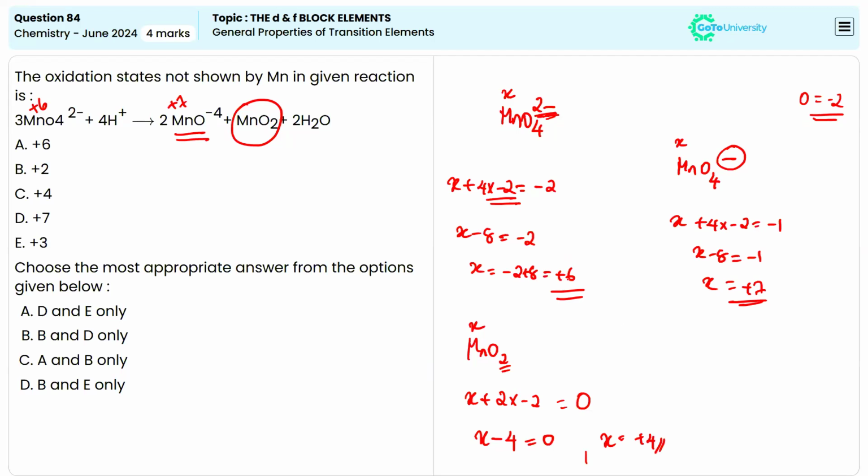So in MnO4 2 minus manganese is plus 6, in MnO4 minus manganese is plus 7, in MnO2 manganese is plus 4. So we have to find out the oxidation states not shown by manganese. Plus 6 is shown by manganese, plus 4 is shown by manganese, plus 7 is also shown by manganese. So the ones not shown by manganese are B and E, that is plus 2 and plus 3. So option D will be the correct answer. Okay, write it down.